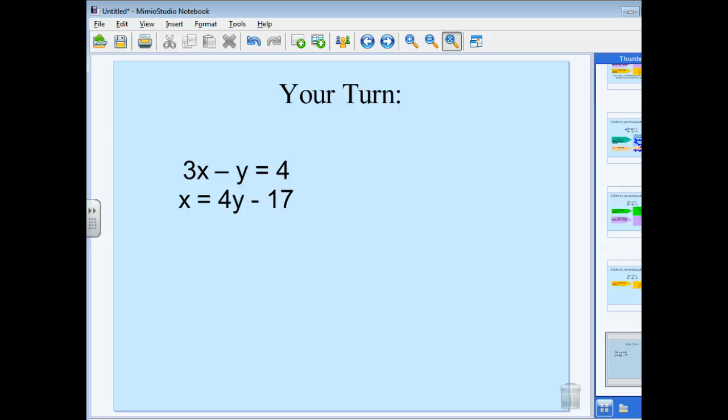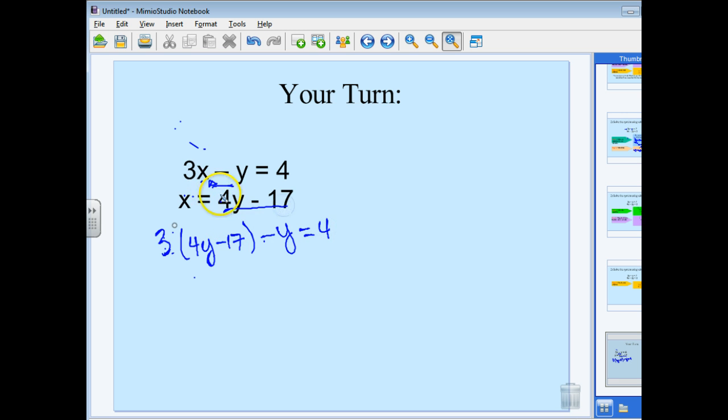All right, welcome back. So let's go ahead and solve. Now what we are going to do, since x is already isolated for us, is plug it into the first equation, and we'll get 3 times (4y minus 17) minus y is equal to 4.